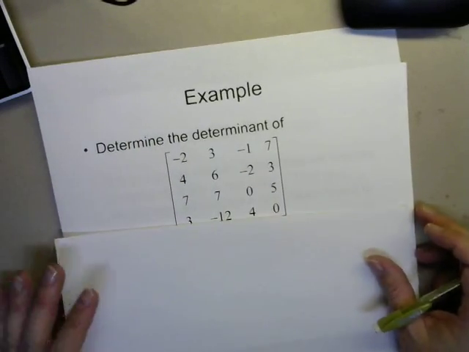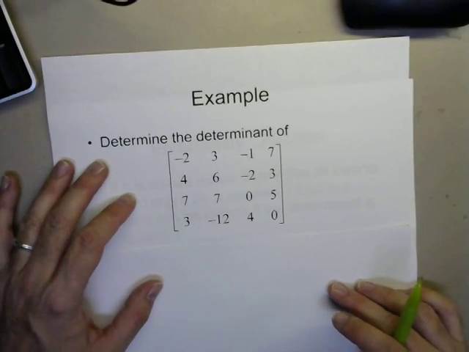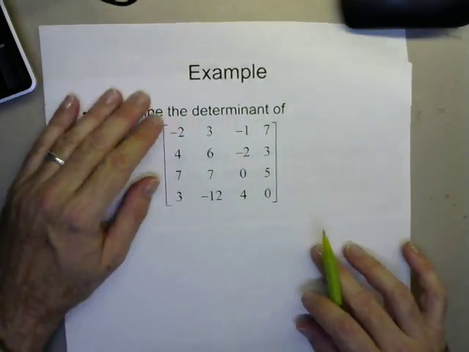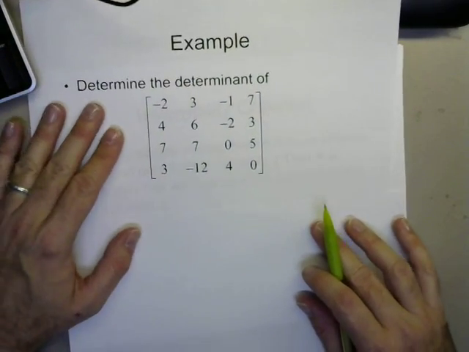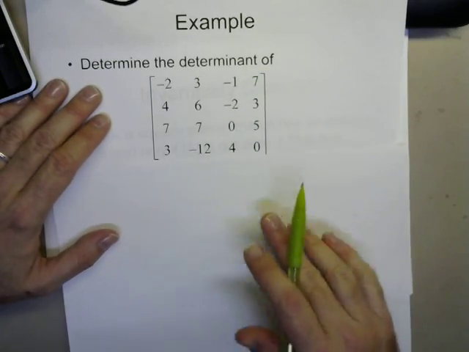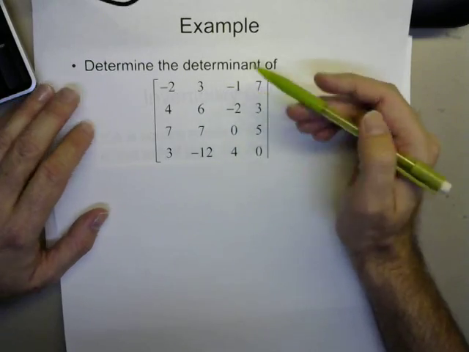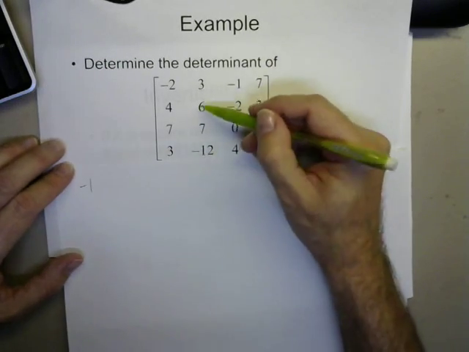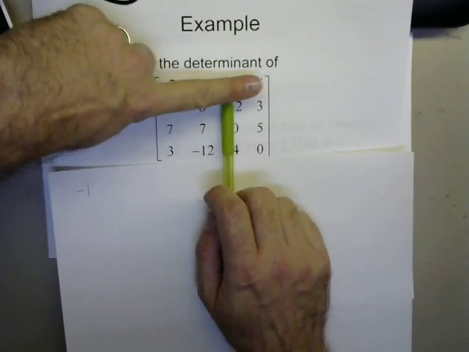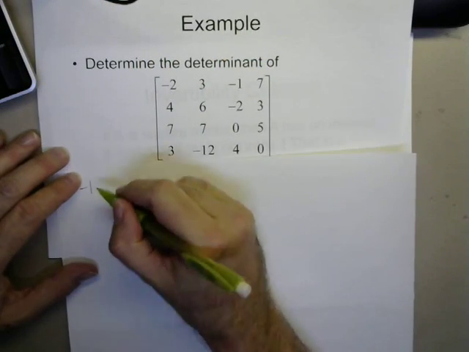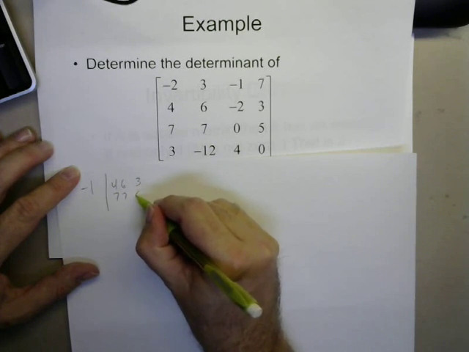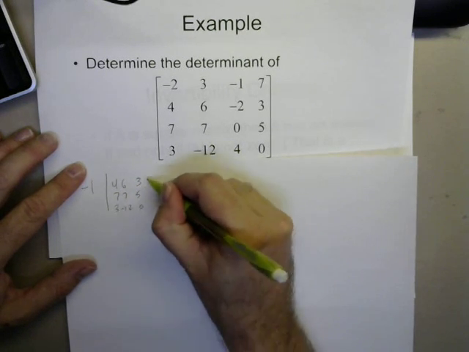So, you basically just do what you did before. You expand along any row or any column. In this case, I will just expand along this column here, just because it has a 0 in it and the numbers are relatively small. So I want to multiply by a plus, minus, plus pattern, so I'd take -1 and multiply that by the subdeterminant I get when I cross out the row and column it's in. If I cross out the row and column that the -1 is in, I'll get 4, 6, 3, 7, 7, 5, 3, -12, 0. Hopefully I won't make any mistakes here.